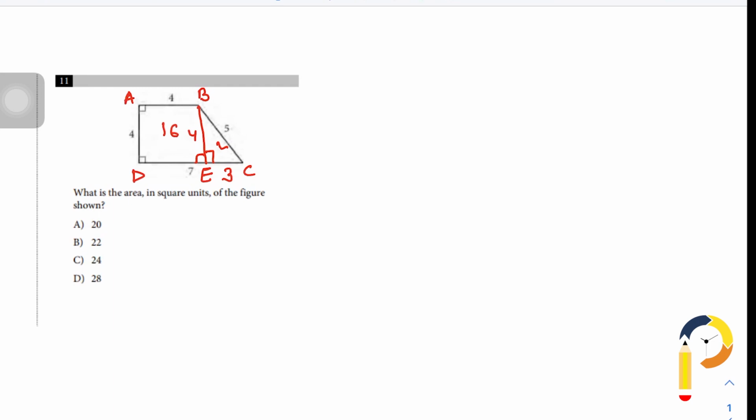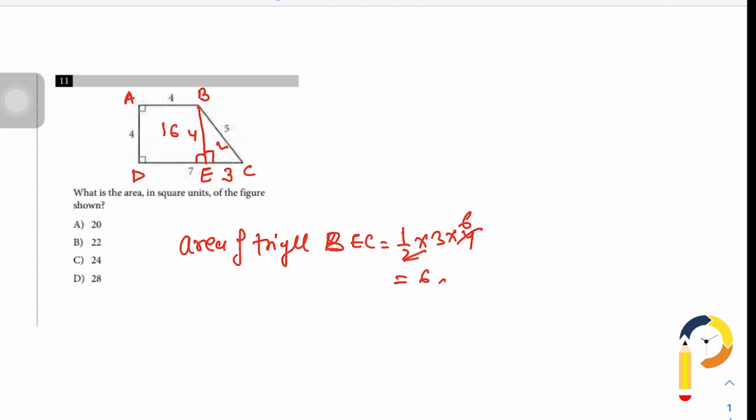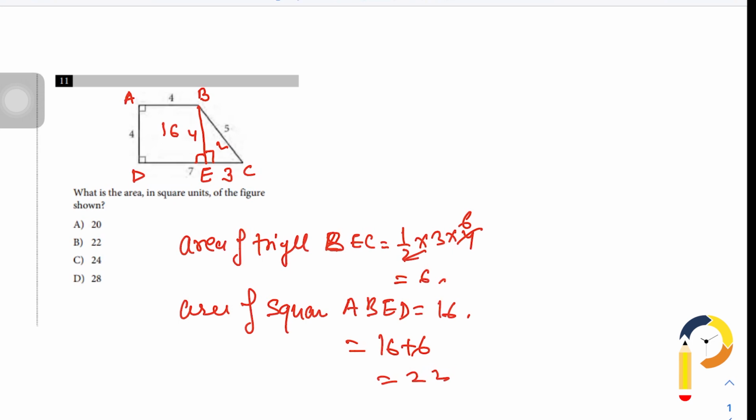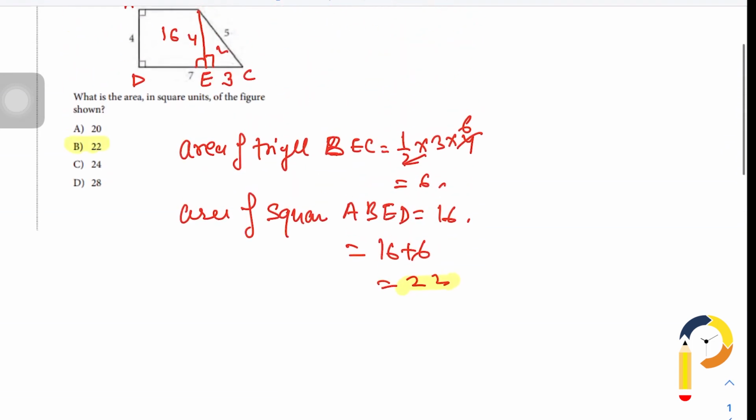So what is the area of this triangle? Area of triangle BEC is half times 3 times 4, that is equal to 6. And we already know the area of square ABED is equal to 16. So what is the combined area of this figure? 16 plus 6 is equal to 22. Do we have this in the answer choices? Yes, we do. That is B. So we got B as the answer.